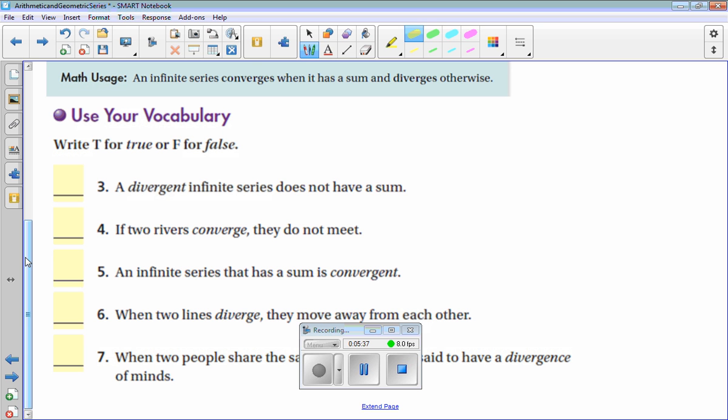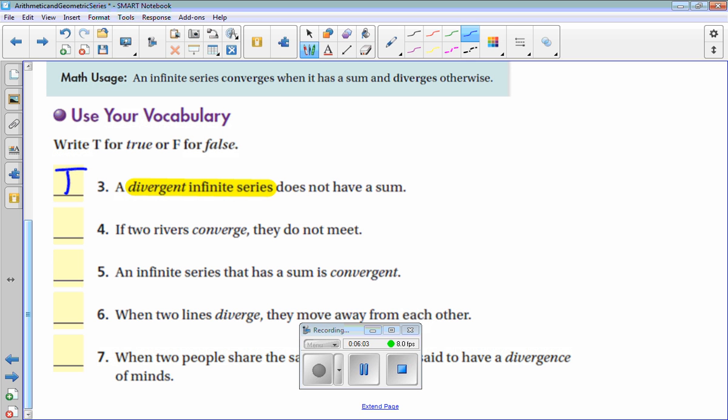Okay? So true or false? A divergent infinite series. Divergent, meaning that it doesn't come together, it goes away. If it's infinite, what does that mean? Keeps going forever. A divergent infinite series does not have a sum. It goes on forever. Would you agree with that?